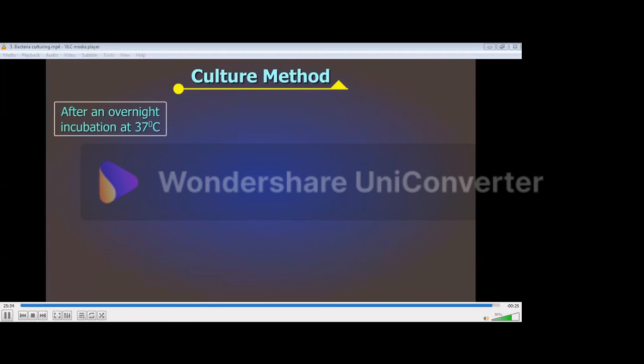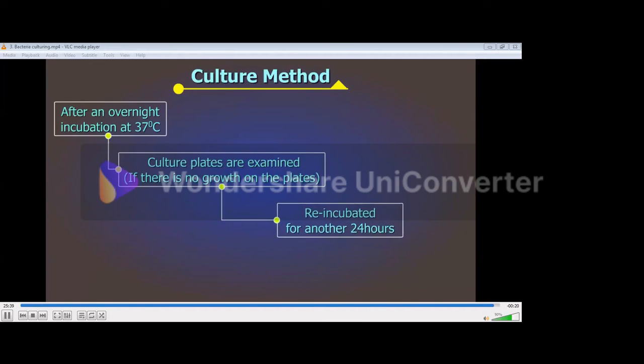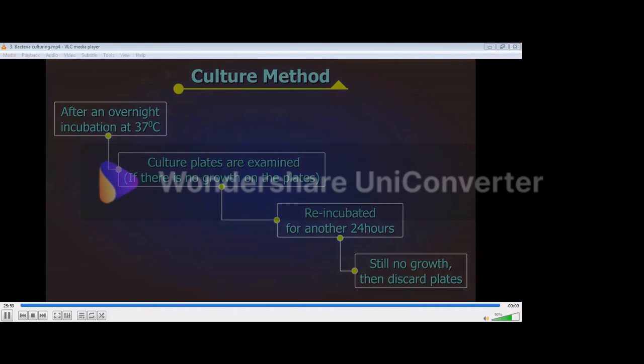The culture plates are examined after an overnight incubation at 37 degrees centigrade. If there is no growth on the plates, they should be re-incubated for another 24 hours. If there is still no growth, the plates can be discarded unless there is a suspicion of presence of some slow-growing organisms like Actinomyces, in which case it should be incubated for 7 days.